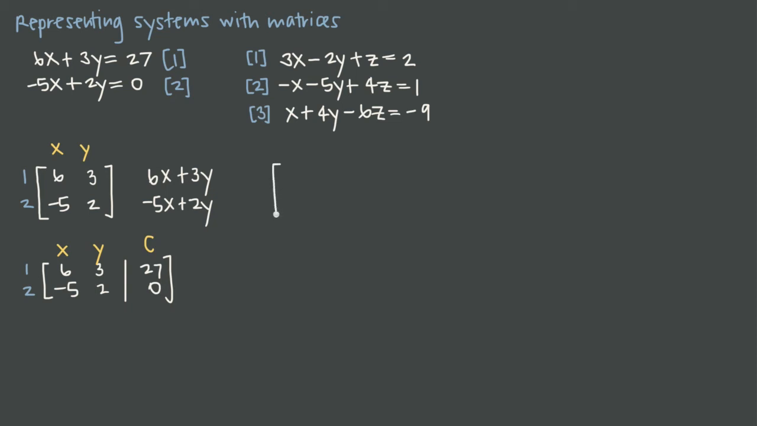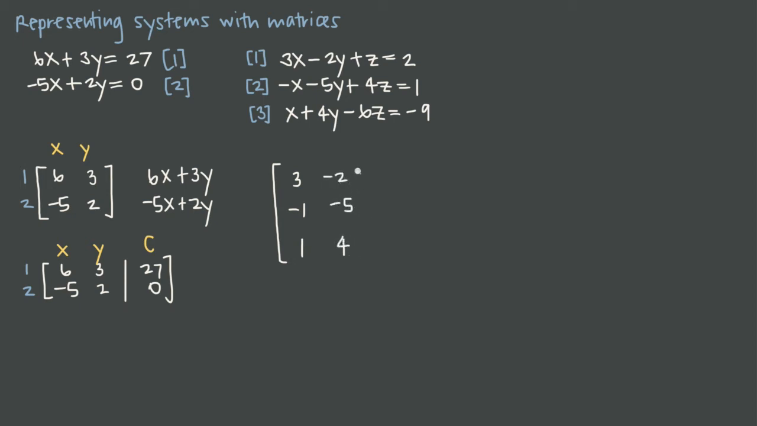So if we sketch out a matrix, here's what it would look like. Let's go down the columns this time and take the coefficients on x. So we have 3, -1, and +1. On y, we have -2, -5, and +4.